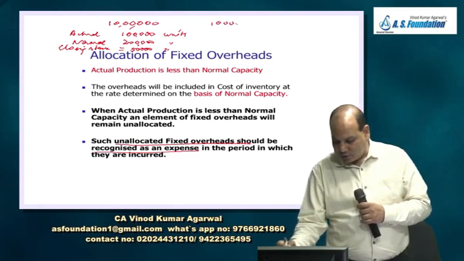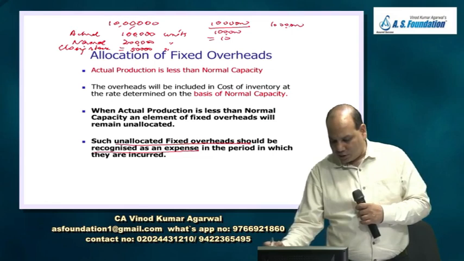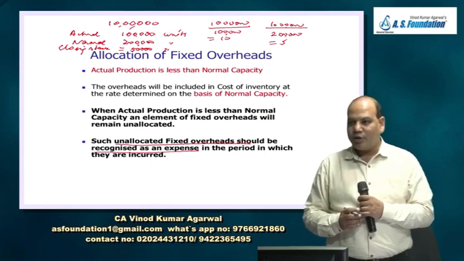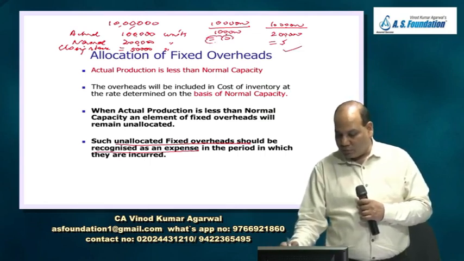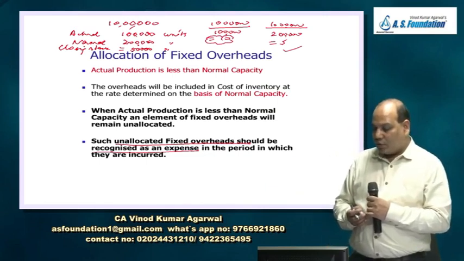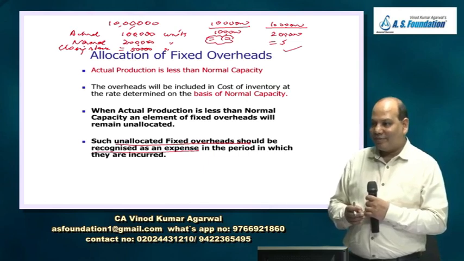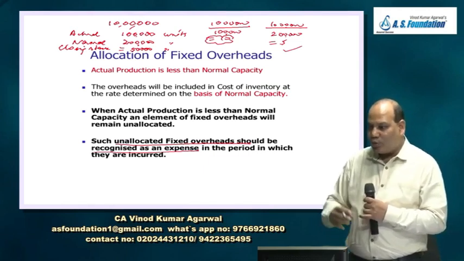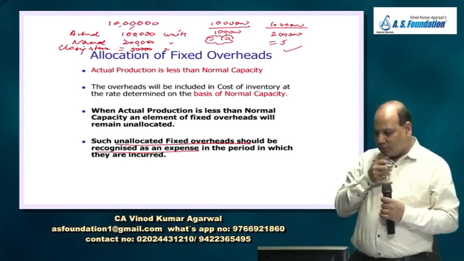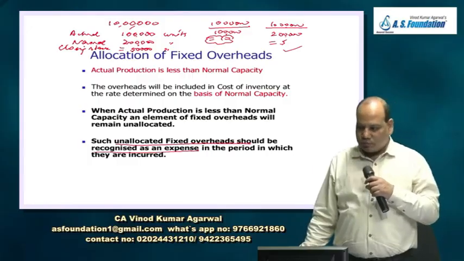If I take 10 lakh and divide by 1 lakh, my allocation will be 10 rupees. If I take 10 lakh and divide by normal, my allocation will be 5 rupees. Which one will I use? 5. If you use 10, your inventory valuation will be on a higher side. You're utilizing only half of your normal capacity, it means you are inefficient. Inefficiency cannot be loaded over inventory cost. Is it right? So you have to bear that inefficiency by charging to profit and loss account.